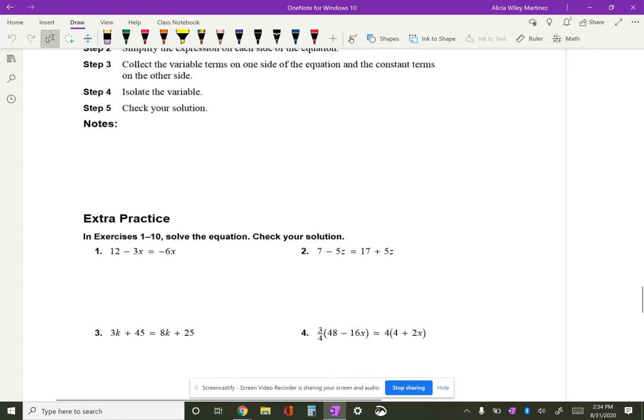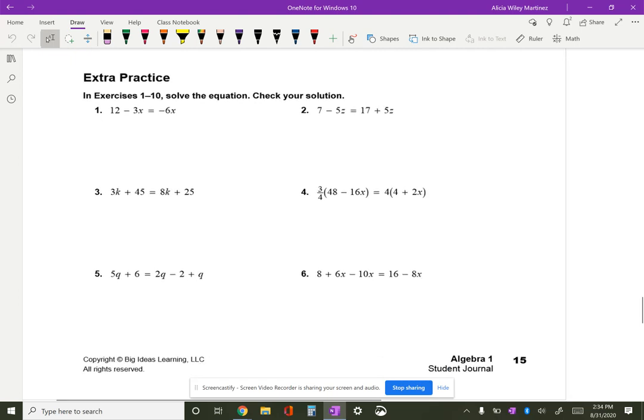I told you I'd make a video to do a few examples of solving equations with variables on both sides since we didn't have time in class. So I'm just going to go through a few problems here. You can follow along in your student journal. I'm on page 15. So let's look at number 6.